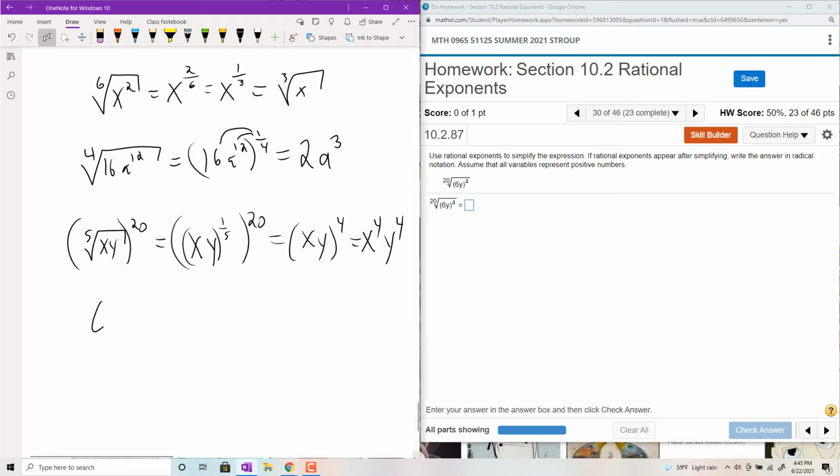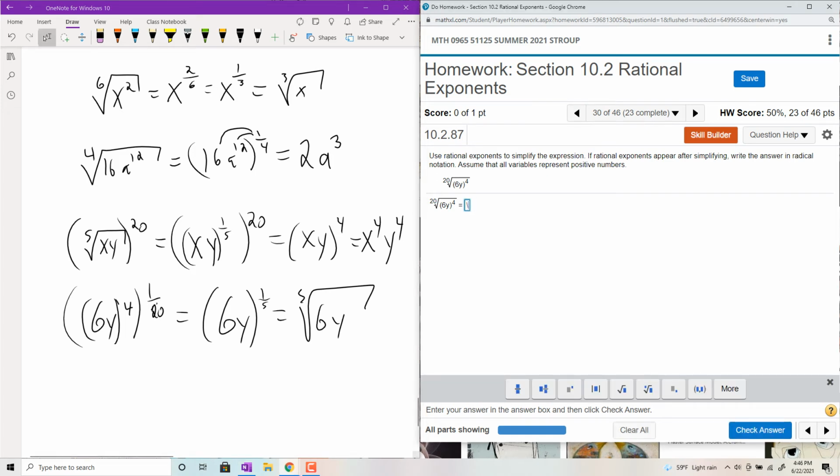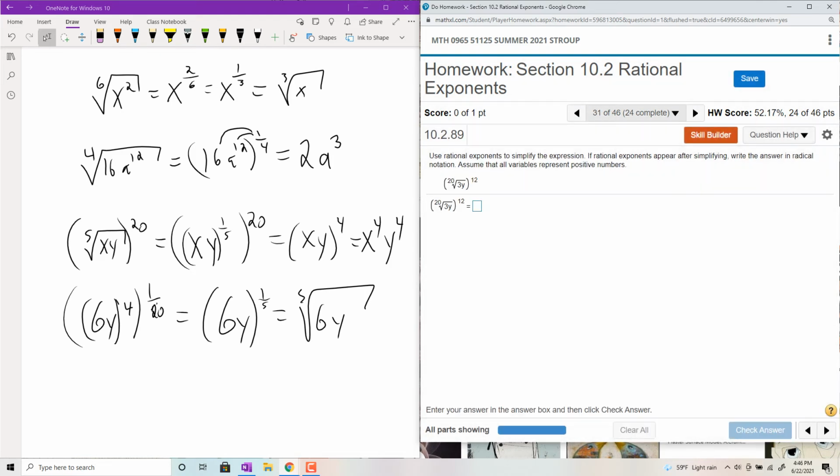Another one of these. So it ends up being 6y to the 4th raised to the 1/20th. Multiplying out the exponents, you get 6y to the 4/20th, which is 1/5, and then you can rewrite it as a 5th root. 5th, and then 6y. Okay, more of that malarkey.